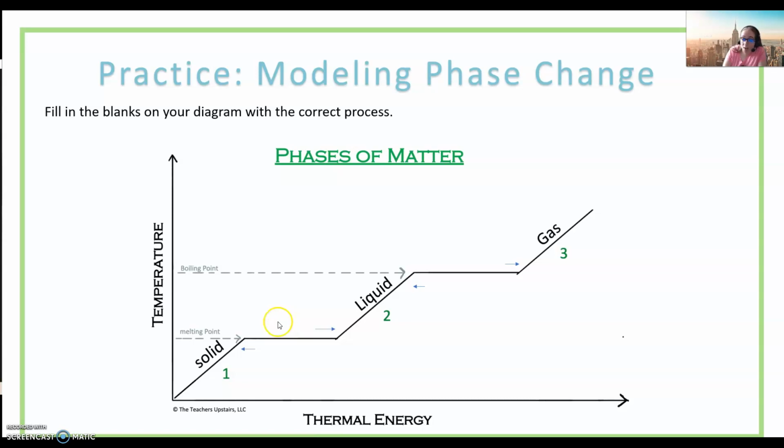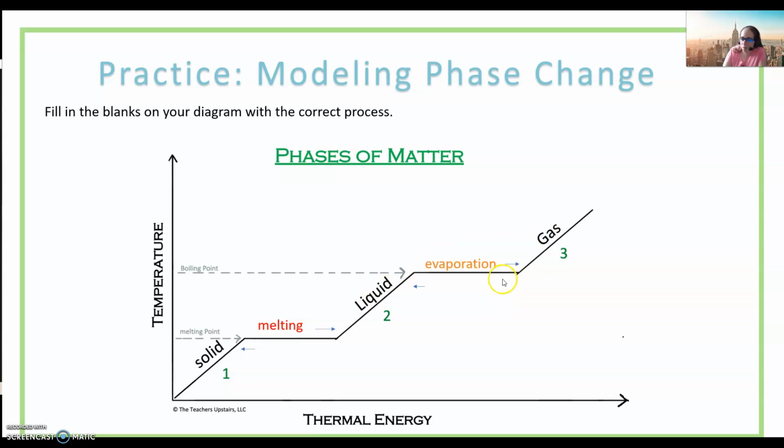Okay, let's see if you guys got those right. All right, so from a solid to a liquid is called melting. So melting from a solid to a liquid, that's the transition state here. From a liquid to a gas is called evaporation. So that's going to be what we're going to call it when it goes from a liquid to a gas.